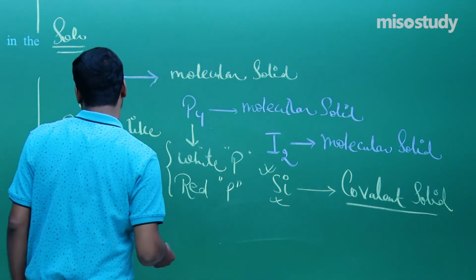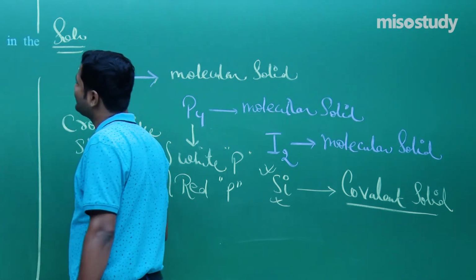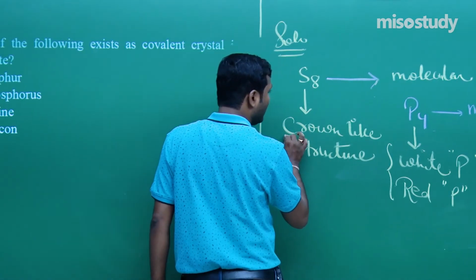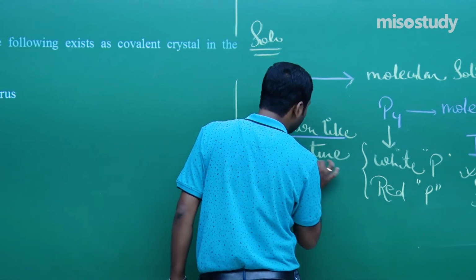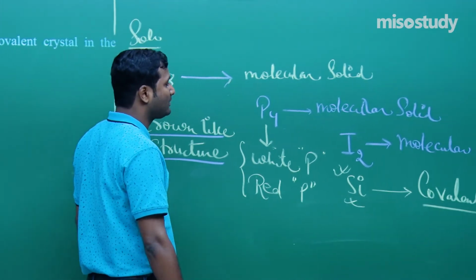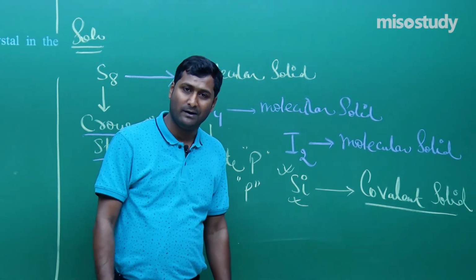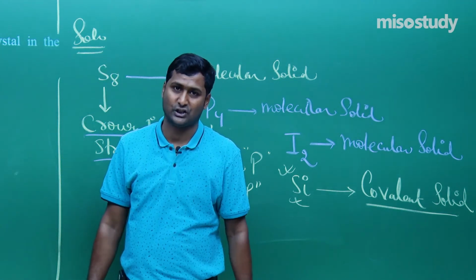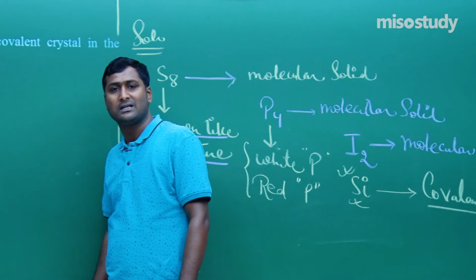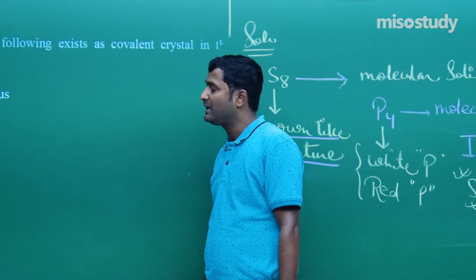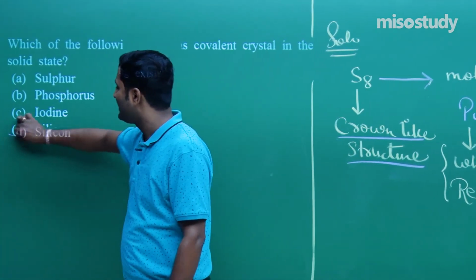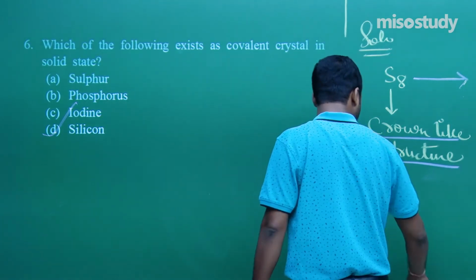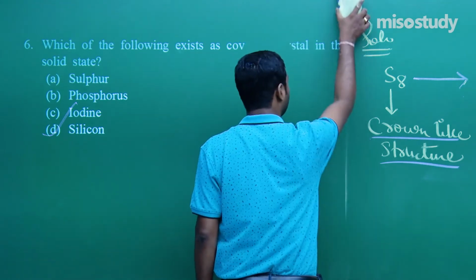So if anyone asks you which of the following exists as covalent crystal: S8 molecular solid, crown-like structure; P4 molecular solid; I2 molecular solid. But silicon exists similar to diamond structure, okay, diamond type structure. Clear? So for this question, what is the correct option? Sir, it's very simple. For this question, D is the correct option. Clear? Now I'm going to rub this part and we'll discuss the next question.